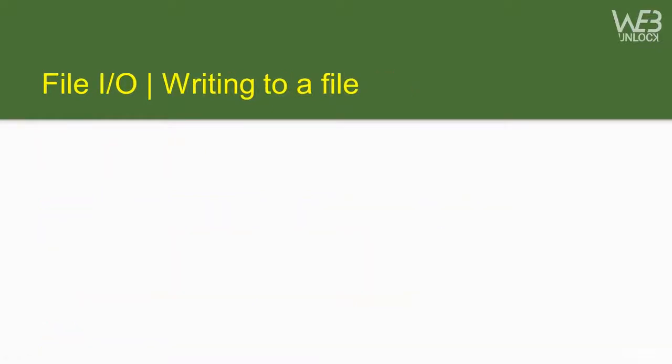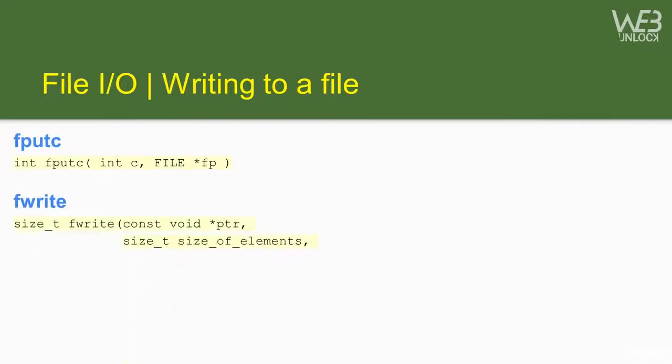Next, we talk about writing to a file. fputc, file put character. You give it a character or an integer and you can store that in a file. This is when you want to start writing some data into the file. There's fwrite, and this one allows you to actually write to a file a number of elements. So this is useful for writing large chunks of data into the file.